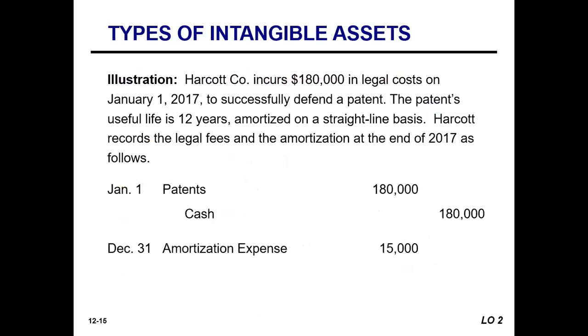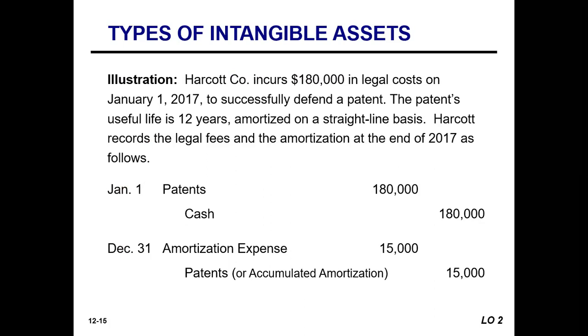Here's our example of that. Harcott Company incurs $180,000 in legal cost on January 1st, 2017 to successfully defend a patent. The patent's useful life is 12 years, amortized on a straight line basis. Harcott records the legal fees and amortization at the end of 2017 as follows.